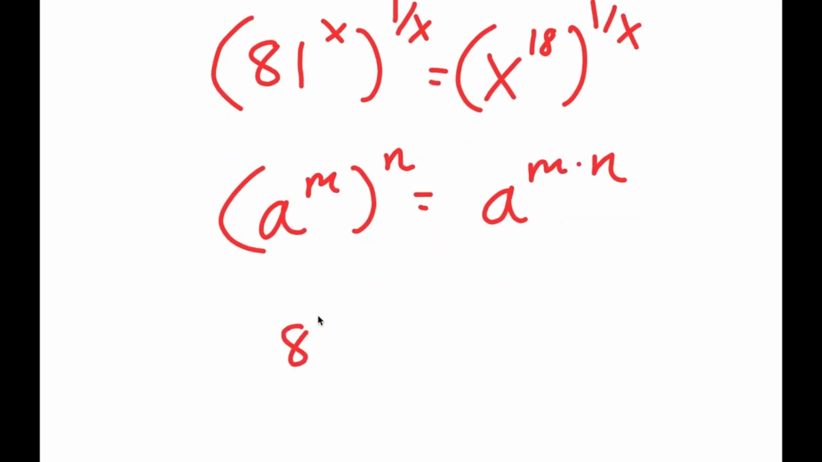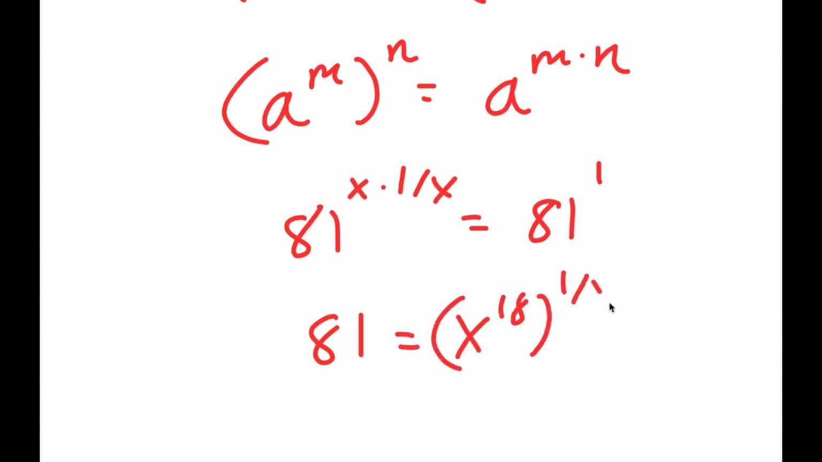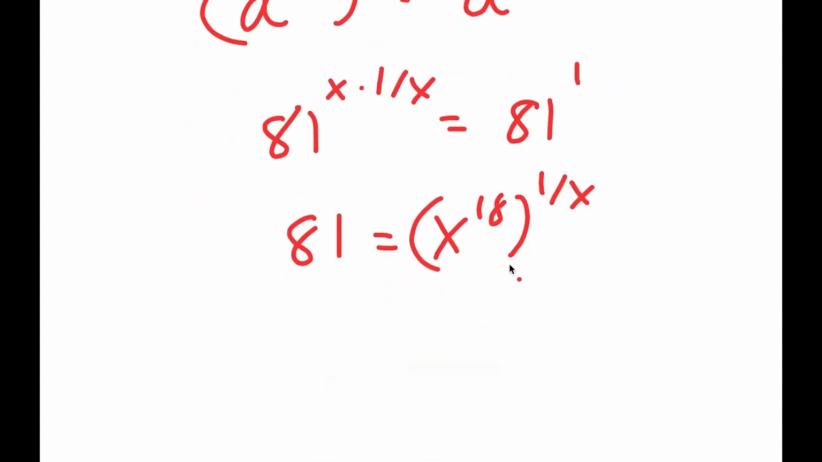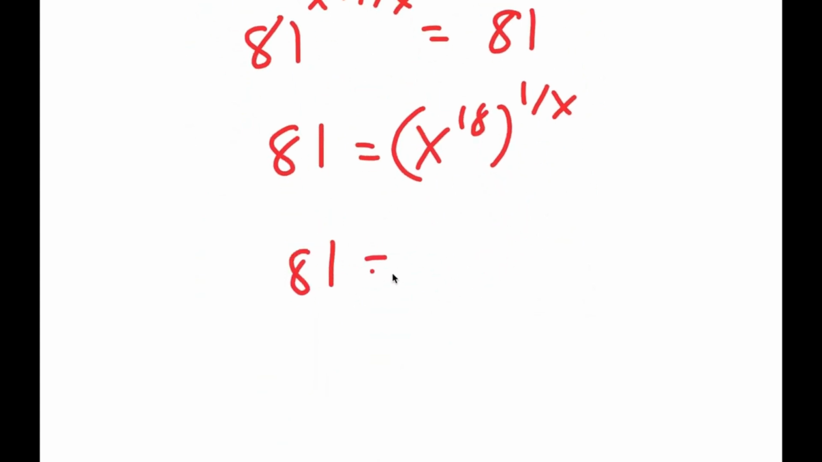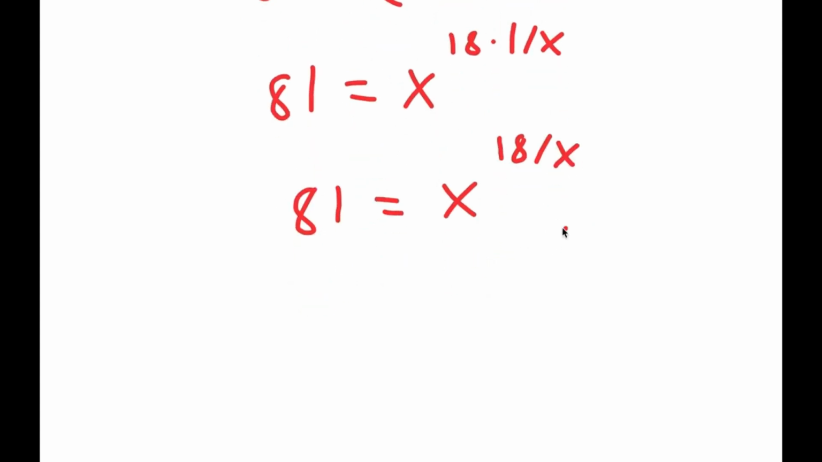So 81 to the power of x times 1 over x is equal to 81 to the power of 1, which is the same thing as 81. So I get 81 is equal to x to the power of 18 to the power of 1 over x. And x to the power of 18 to the power of 1 over x is the same thing as x to the power of 18 times 1 over x, which is the same thing as x to the power of 18 over x.